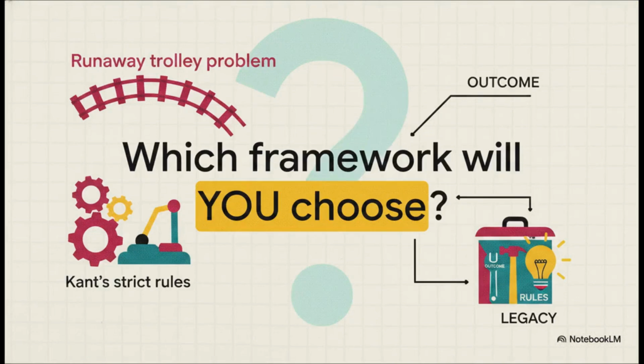And that brings us to the end of this explainer. We've gone from the runaway trolley problem all the way to Kant's strict rules and finally to your everyday ethical toolkit. So I want to leave you with one final thought. When moral rights inevitably clash in your future career, which framework are you going to choose? Are you going to focus purely on the outcome, or will you stick firmly to the rules? Think deeply about it, because your answer will completely define your legacy in the business world.